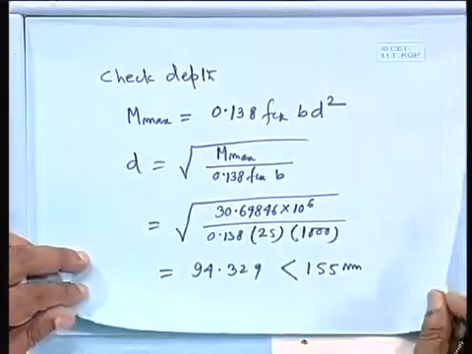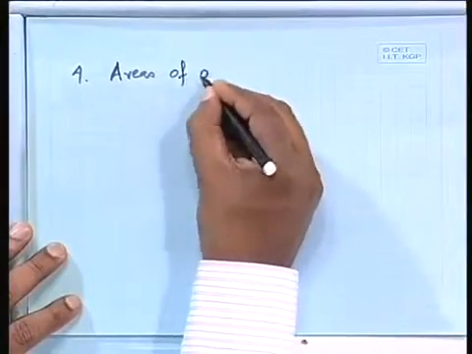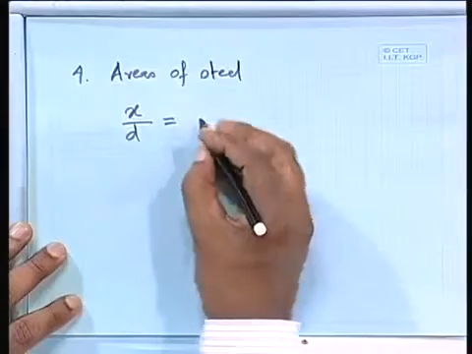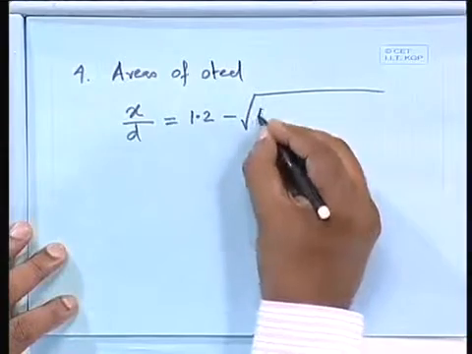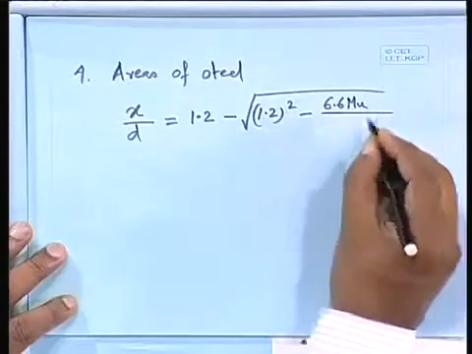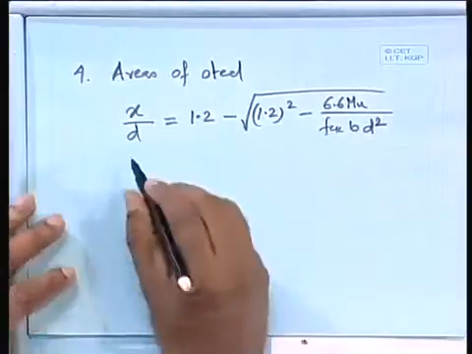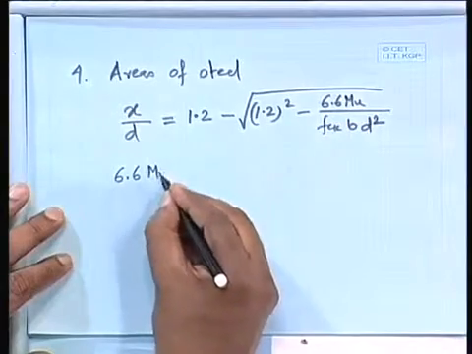So what about the area of steel then? We can now calculate area of steel. We shall use this formula nowadays: x by D equals 1.2 minus root over 1.2 whole square minus 6.6 Mu divided by FCK B D square. If we know D, B, everything, we can find out x by D. What is the value of this portion? We can find out separately.